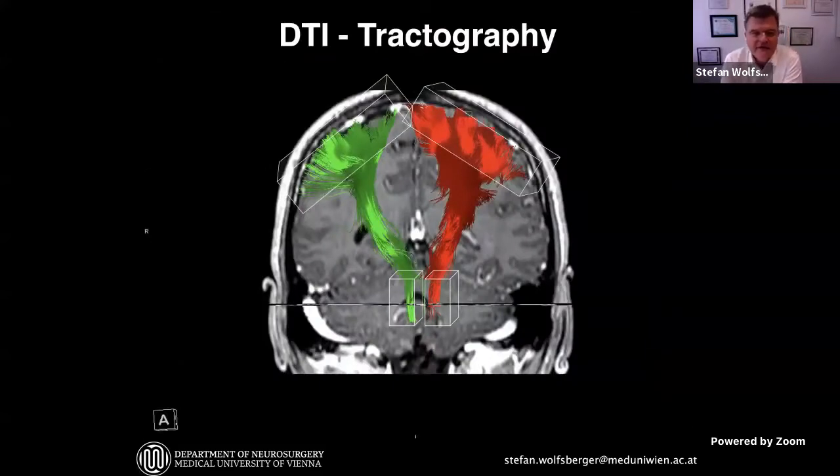Here you see a very nice tractography of the corticospinal tract. This is from the Medtronic StealthViz software, and you see the regions of interest that we set in the pre-central gyrus.